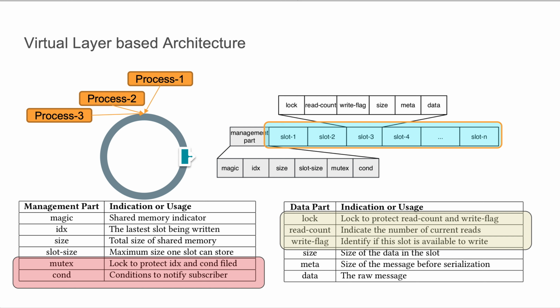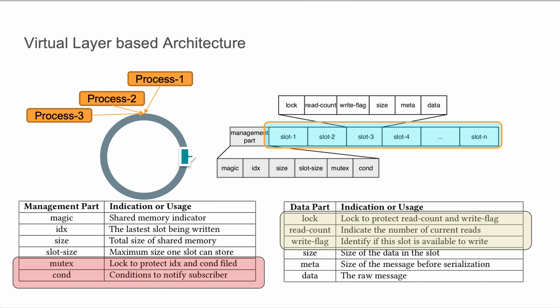It consists of two parts, management part and data part. Management part stores the global information of the shared buffer, while the data part stores the elastic data, shown as slots. The definition of variables in management and data part are shown in the tables. It is used to control the publish and subscribe procedure.